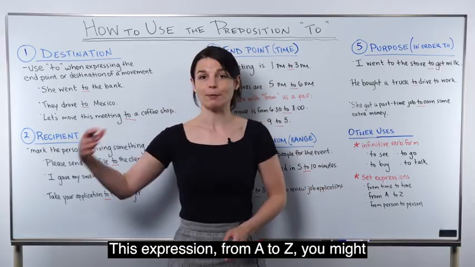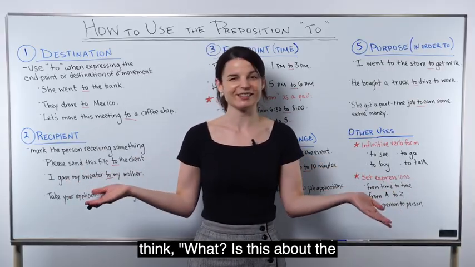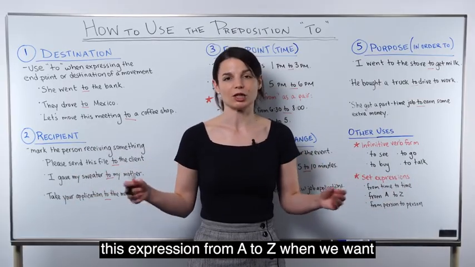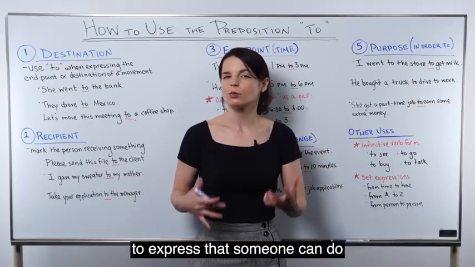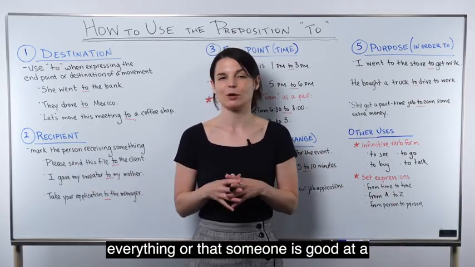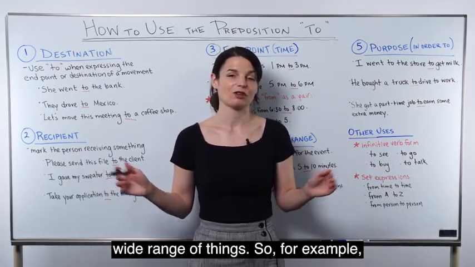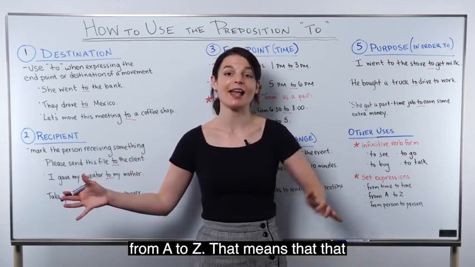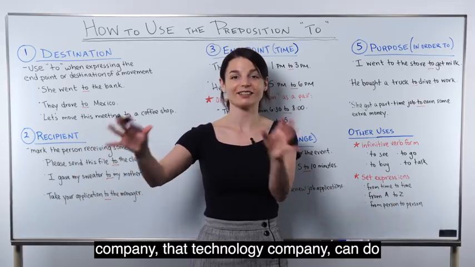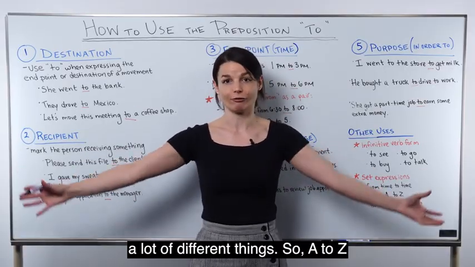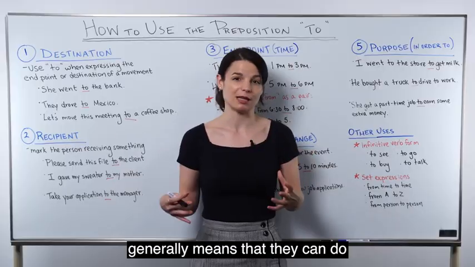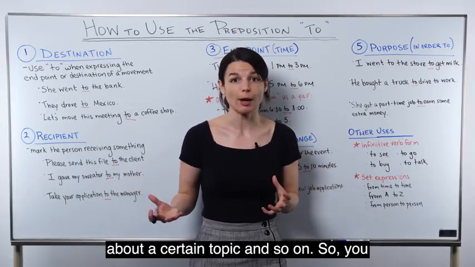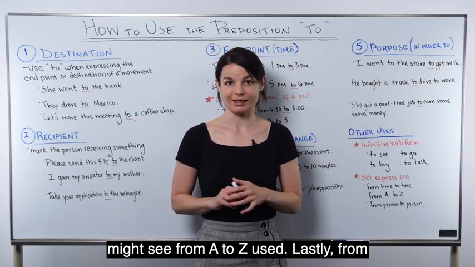This expression, from A to Z, you might think, what? Is this about the alphabet? This is when we're talking about a range of something. So we use this expression, from A to Z, when we want to express that someone can do everything, or that someone is good at a wide range of things. So for example, oh, that tech company, they have so many products, they have everything covered from A to Z. That means that that technology company can do a lot of different things. So A to Z generally means that they can do everything in a certain field or about a certain topic and so on. So you might see from A to Z used.